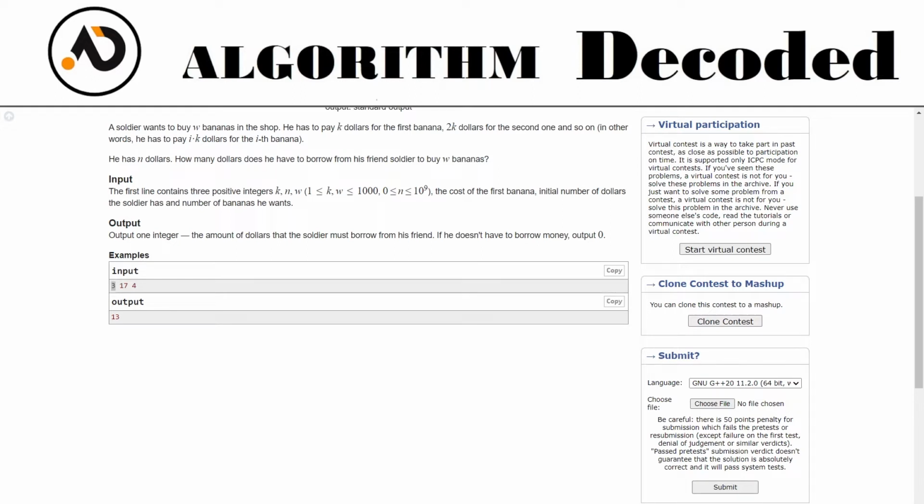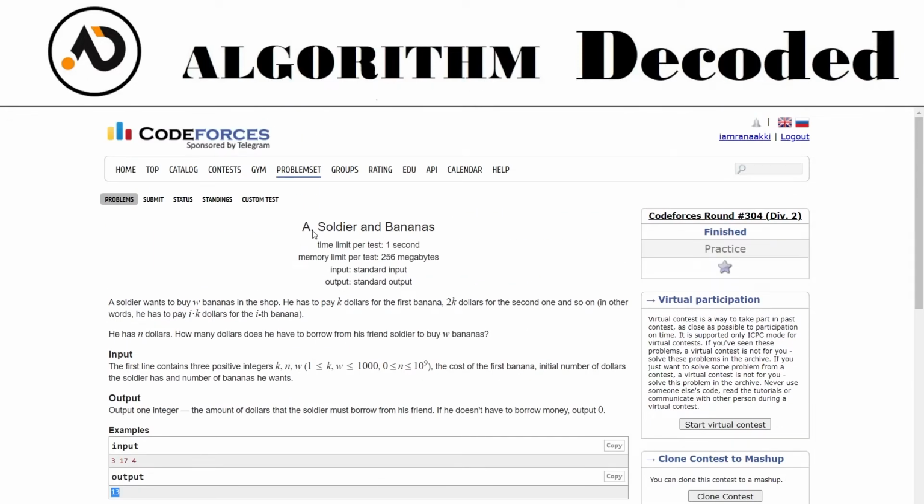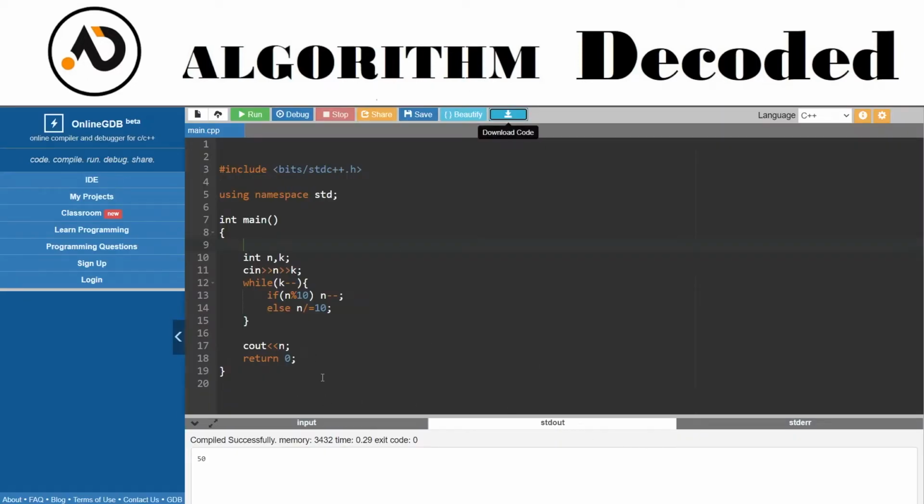So 30 total cost आने वाली है, and the initial money he got is 17, so 30 minus 17 is 13. So 13 is the answer. Yeah, that's quite a simple problem. So let's code it out. This one's from our last code. Make sure you go and check it out. So let's try coding it.